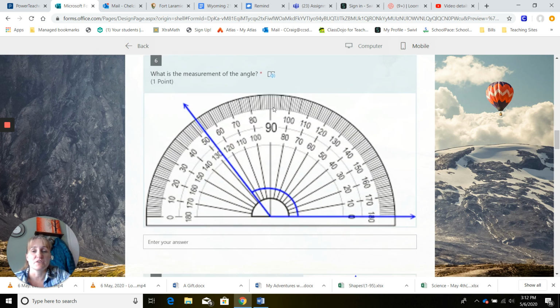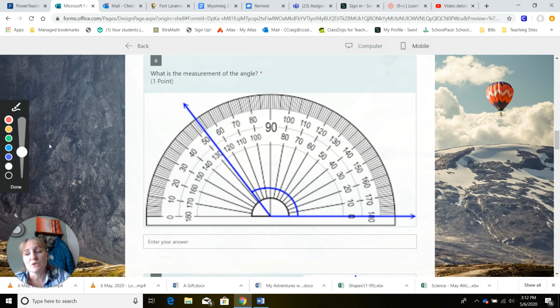Okay, now this protractor and angle are blown up a little bit bigger. What is the measurement of the angle? I know that it's past 90, so I'm just going to count up from 90. So I need to use the larger numbers because it is obtuse. So I have 100, 110, 120. Now my line lies between 120 and 130. But what I do notice here is that the midway point between 120 and 130 is 125.